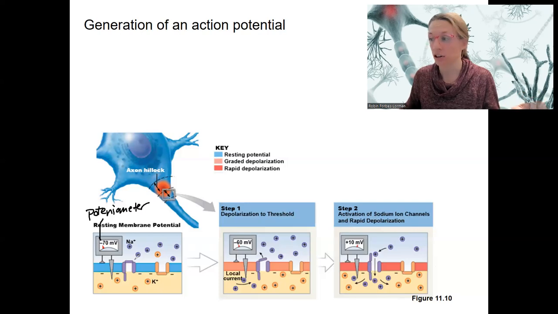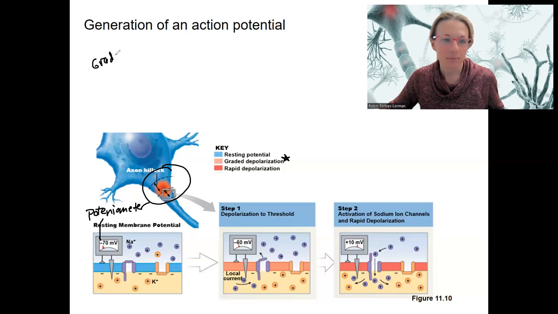At rest, these channels are closed, and we're maintaining about minus 70 for neurons, a little bit lower for muscle cells. When we have a stimulus depolarize the membrane, that's a graded potential, or hyperpolarize the membrane. In this video, we'll be talking about graded depolarization specifically, because those are the ones that are going to get us closer to an action potential. Action potentials are when voltage-gated ion channels open at the axon hillock. They're beginning there.